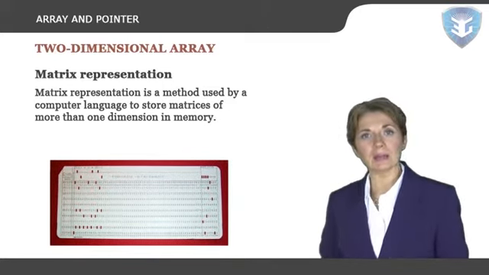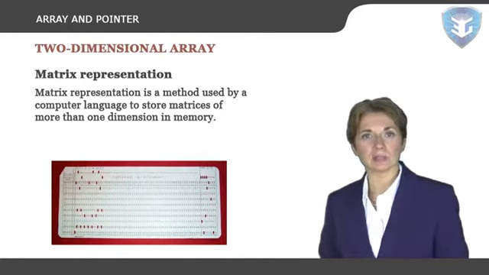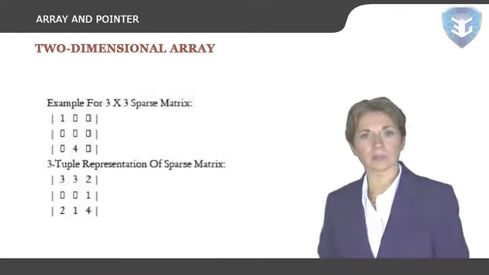If most of the elements in a matrix have the value 0, then the matrix is called sparse matrix. Let's see an example on the screen.